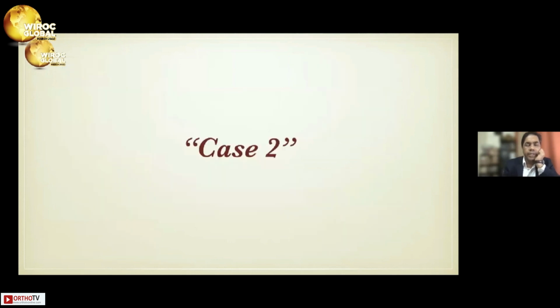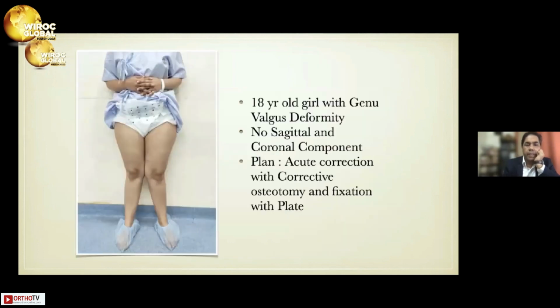Now, moving to case 2. She was an 18-year-old girl with genu valgus deformity. She also had no sagittal and coronal component. So I decided to do acute correction with corrective osteotomy and fixation with a plate. I cannot use guided growth in this, as she is a skeletally mature child. And so I was not using the Ilizarov or the 6-axis correction systems. So I decided on acute correction.